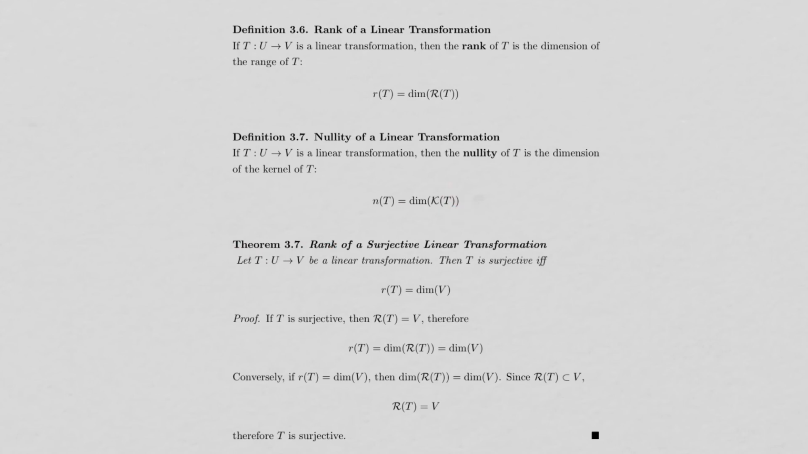The next theorem tells us if we've got a linear transformation, it's surjective if and only if the rank of the transformation is equal to the dimension of the codomain. This is similar to a previous theorem, and in fact, that theorem is used in the proof here. The previous theorem says that T is surjective if and only if the range is equal to the codomain. Well, here we're saying the dimension of the range is equal to the dimension of the codomain.